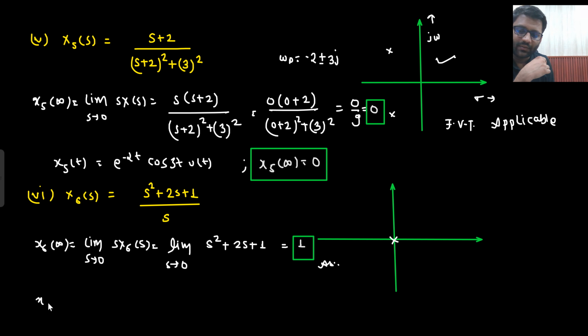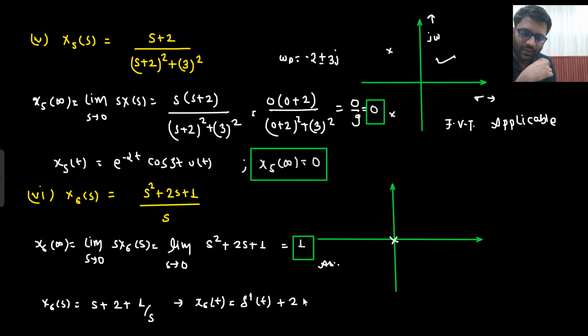And let's check what your x6 of t will be. Let's write down X6(s): s square divided by s would be s, 2s divided by s would be 2, and 1 divided by s is 1 by s. So from here, x6 of t would be delta dash t plus 2 delta t plus u(t). So these will be around 0 only. At infinity only this guy will remain, no? So if I ask you what is the value of x6 of t at infinity, this would be 0, this would also be 0, but this would be 1. So what is the answer? 1 only. So verified here as well.